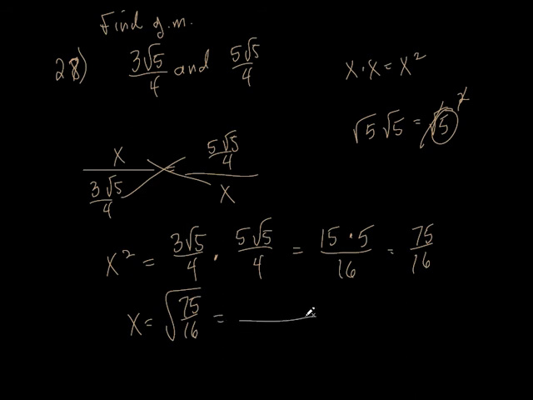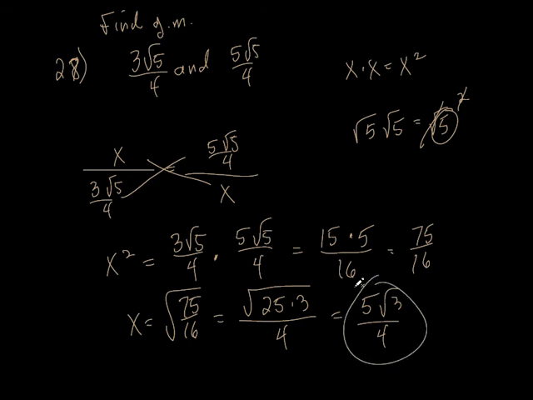So let's simplify this. I know what the square root of 16 is. It's 4, isn't it? What about the square root of 75? Let's break it down. 25 times 3. Good. Okay, so let's take the square root of everything in here. Square root of 25 is 5, and then the square root of 3, and that's over 4. Now that's the answer that they have. That's better. Thanks, I forgot to take the square root. And that's how you do that.